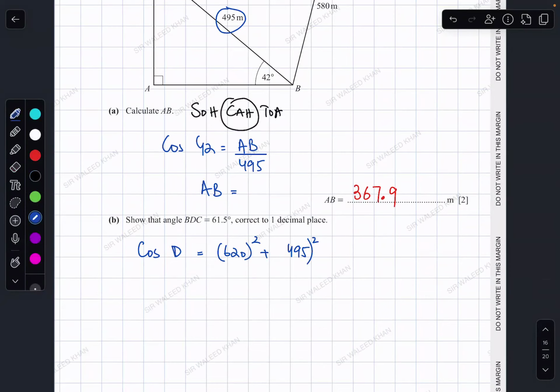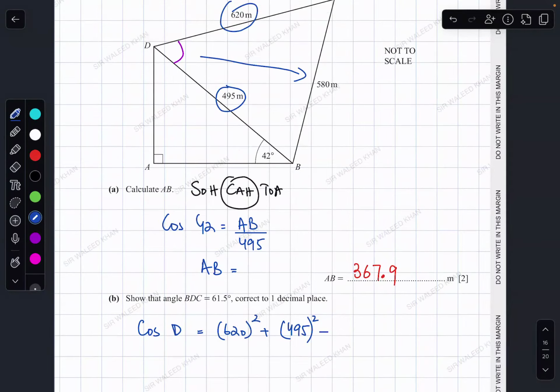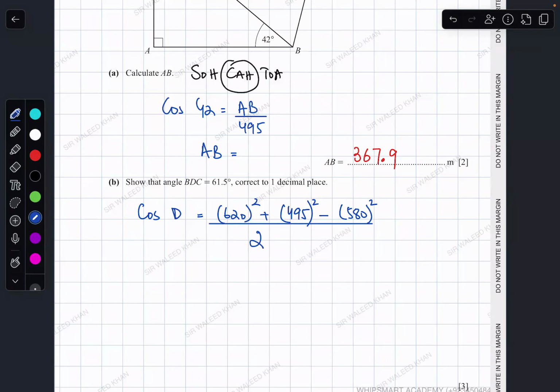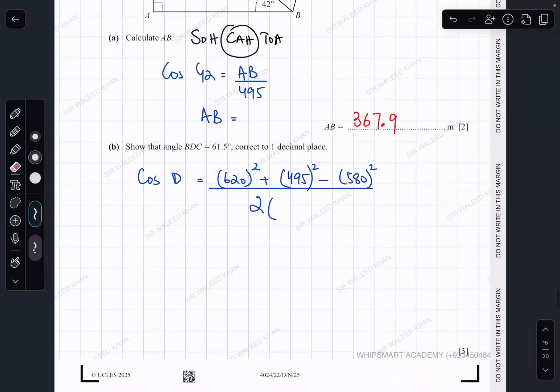You can use the other version as well, but for that you have to rearrange. Minus the side opposite to this angle, square it and subtract it, divided by 2 times the sides to the right and left, the adjacent sides of this angle: 495 and 620.